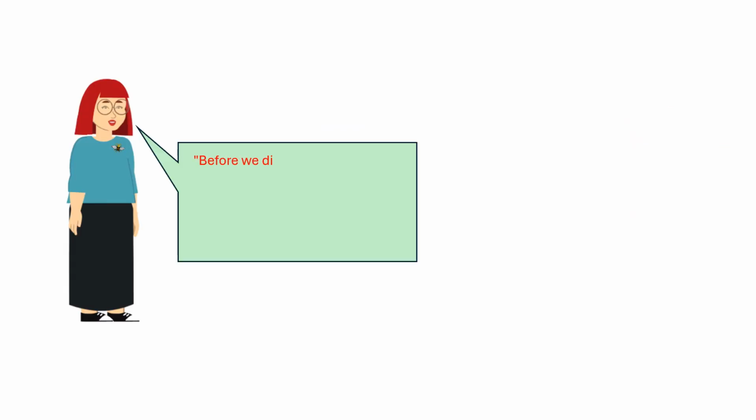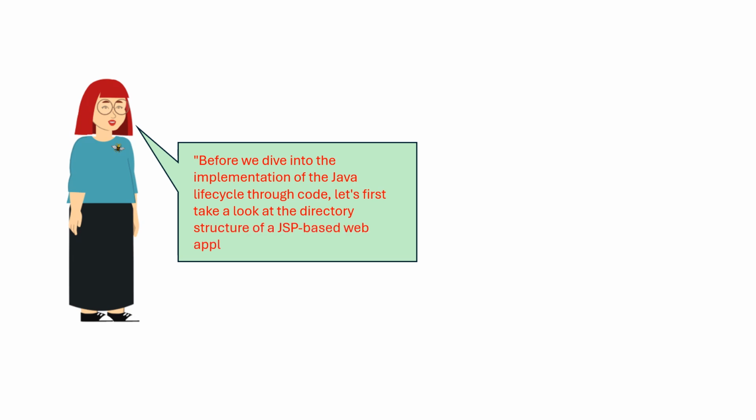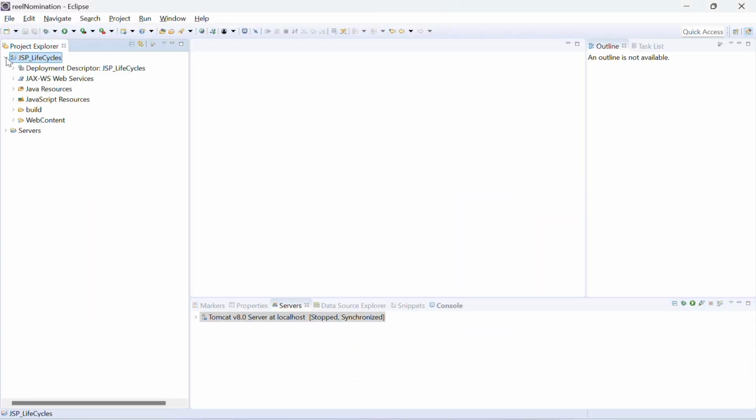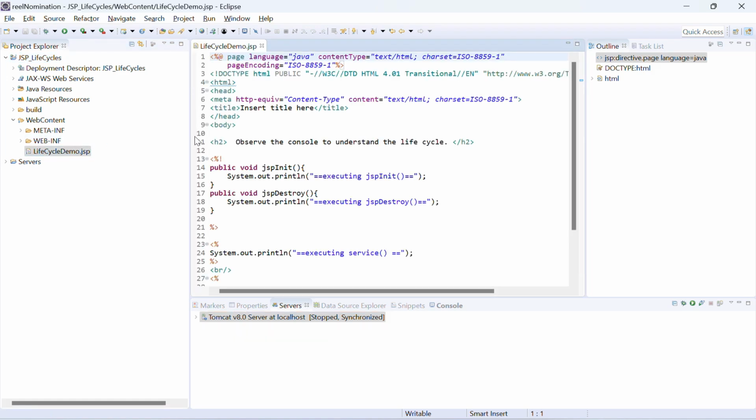Before we dive into the implementation of the JSP lifecycle through code, let's first take a look at the directory structure of a JSP-based web application. Here's a visual representation of how the files and folders are typically organized. Since JSP is a server-side technology, we need a server to execute it. Here, our Tomcat server is already configured. Now let's explore the JSP lifecycle.